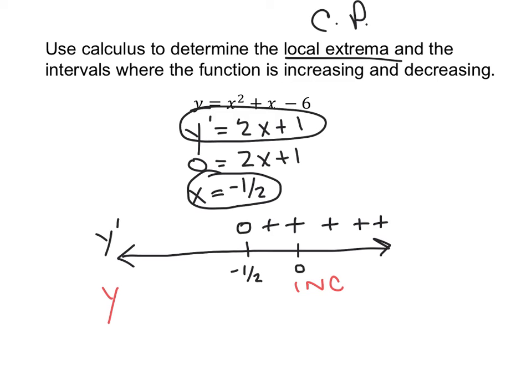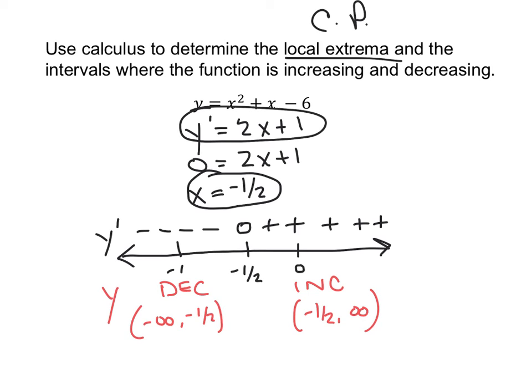All right, so let's test to the left. Easy number to the left of -1/2, like -1. Put -1 into the derivative. What do we get? I get -1, so that means all of these values are negative. And what does that imply that the original function was doing? Well, it was decreasing. I think I answered my intervals where I'm increasing and decreasing. I'm going to be increasing from -1/2 to infinity, and I'm going to be decreasing from -infinity to -1/2.